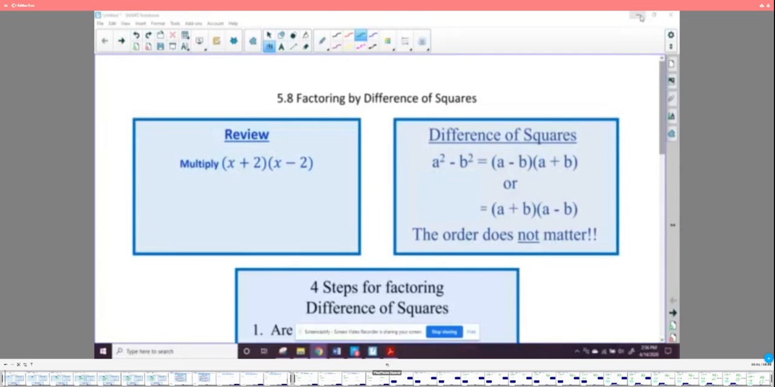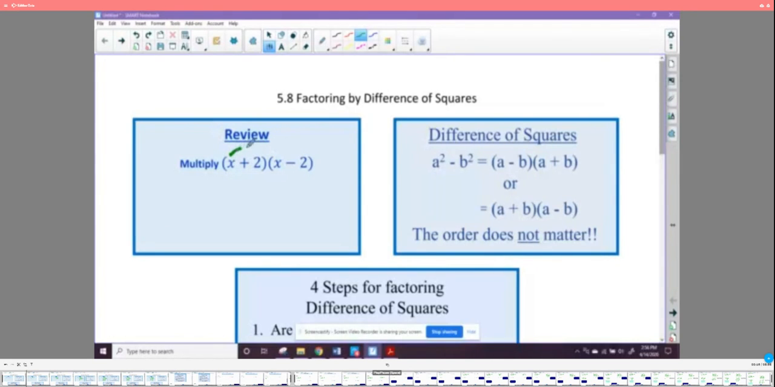Today we're going to be learning a new factoring method. The factoring method we're learning is difference of squares. So let's first start off with review. How would we multiply these two binomials?